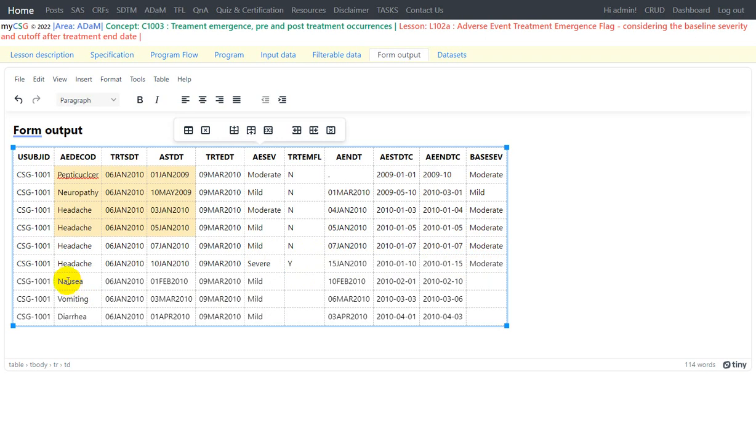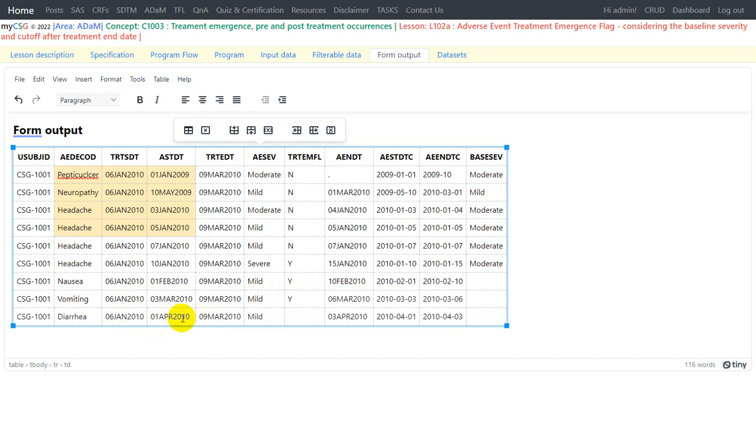So for nausea, as this was not occurring pre-treatment, we can just check the dates and then populate the treatment emergent flag. So 1st Feb, 6th Jan, and if we take a look at the treatment end date, it is on 9th March 2010. So it is clearly in between the treatment start and end date, so it will become Y. And then for vomiting, 3rd March, with 6th Jan and 9th March as the treatment start and end dates. So this is clearly in between those two dates, so this would also become a treatment emergent adverse event.